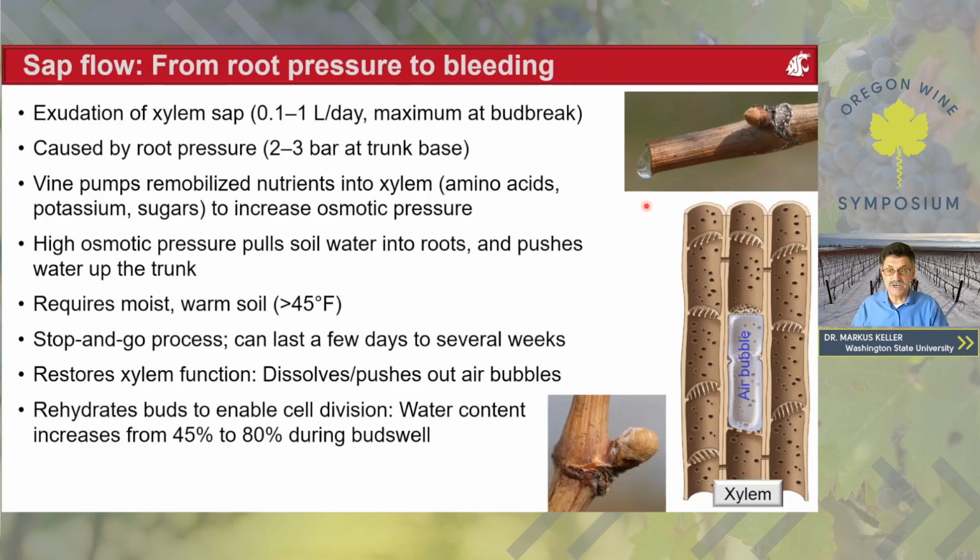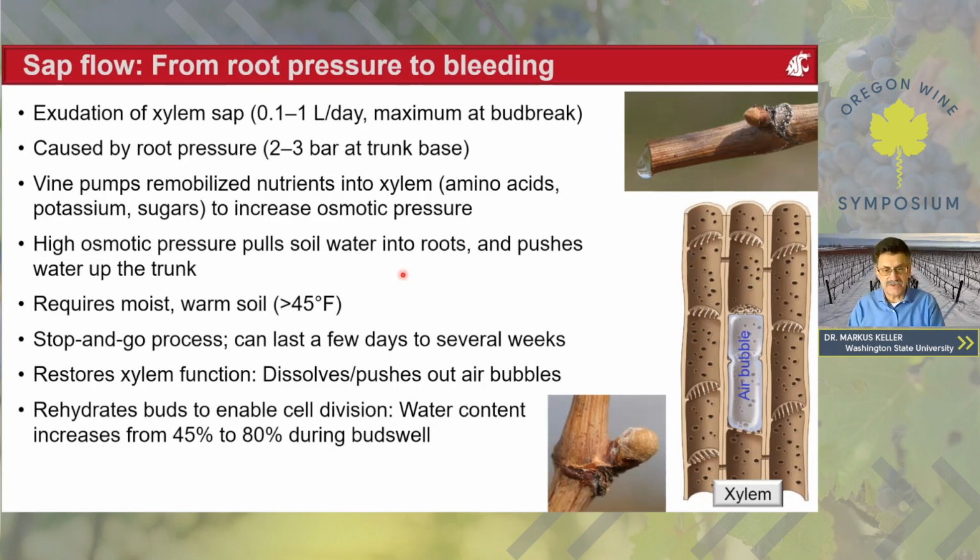So a fairly high pressure, and it is generated by roots remobilizing nutrients, sugar, amino acids, potassium, other mineral nutrients from the wood, from the xylem, and they pump that into the xylem, into the interior of these dead cells, and increase the osmotic pressure, just like we've talked about with the bud and sugar. The osmotic pressure increases, and that attracts or pulls in water from the surroundings. So the osmotic pressure pulls water into the roots and then pushes that water up the trunk.